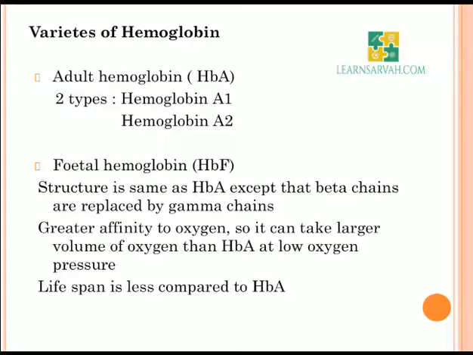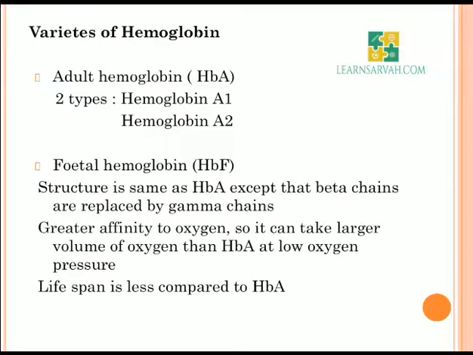Now let us discuss the varieties of hemoglobin. First, adult hemoglobin, that is HbA. There are two types, HbA1 and HbA2. HbA1 is the normal hemoglobin, that is it has 2 alpha chains and 2 beta chains. In HbA2, the beta chains are replaced by delta chains, but it produces no abnormality, so it is considered normal hemoglobin.